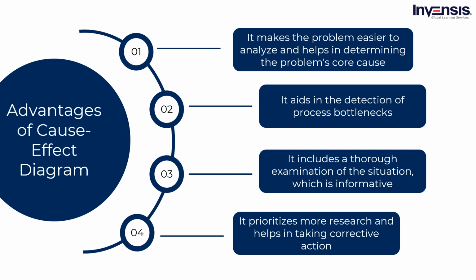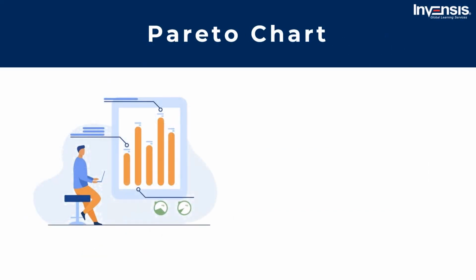It makes the problem easier to understand and analyze and also helps in determining the problem's core cause. Next, it aids in the detection of process bottlenecks so that you can identify areas where you can improve. Next, it includes a thorough examination of the situation, which provides information to the team, prioritizes more research, and helps take corrective action. So this was about the fishbone diagram or cause-effect diagram. The fourth is the Pareto chart.